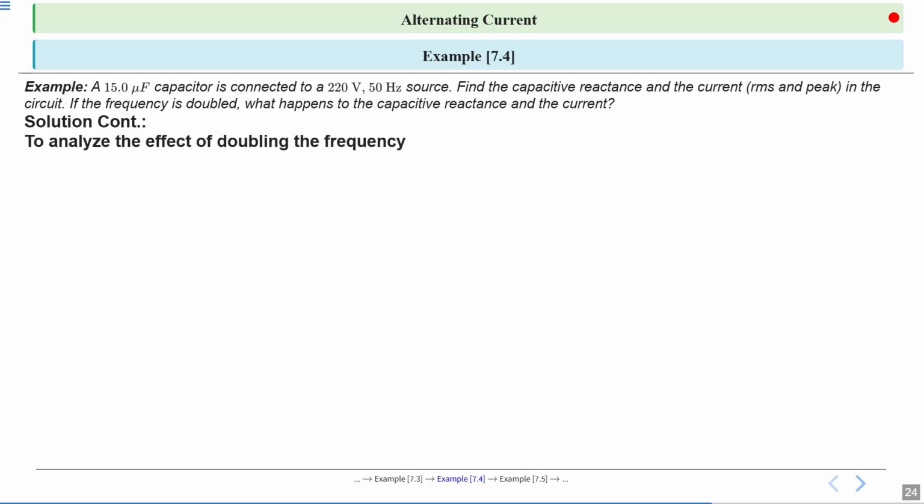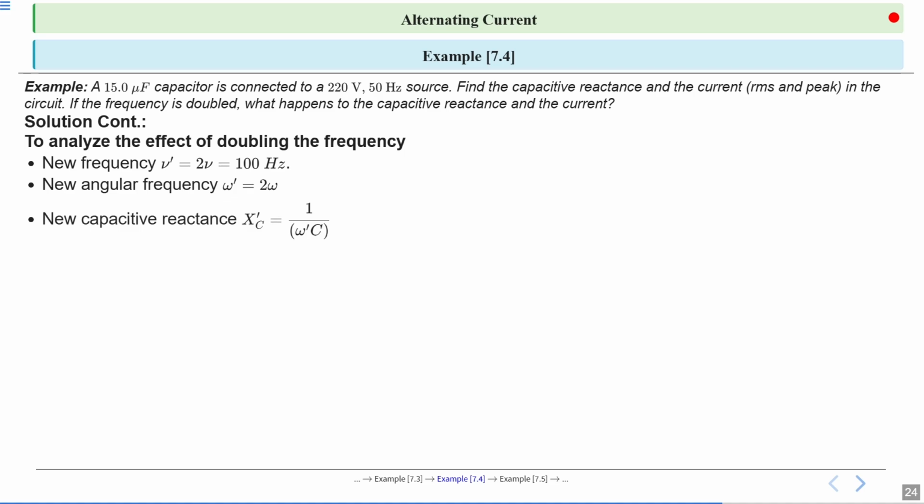Now to analyze the effect of doubling the frequency. If we are doubling the frequency, what happens to the capacitive reactance and the current? Capacitive reactance is inversely proportional to frequency. If we are doubling the frequency, capacitive reactance will become half of its initial value. So new frequency nu dash is equal to 2 nu, which is equal to 100 hertz. New angular frequency will also double, because omega is equal to 2 pi nu. If nu is doubling, that means angular frequency will also double.